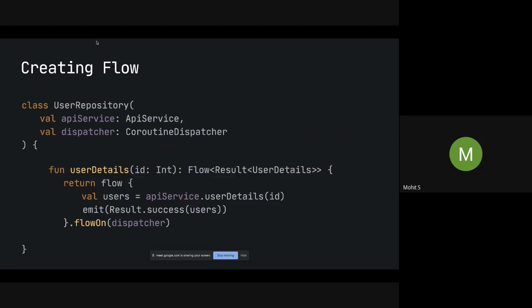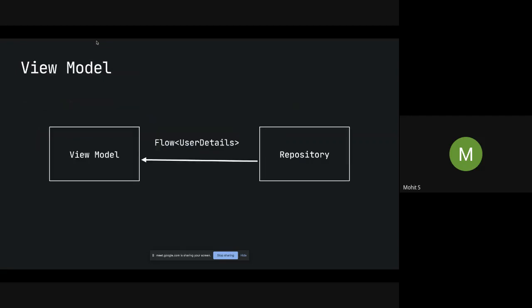So this is what our repository in the end looks like. It's very simple, and we'll add more specification to this and make it a bit more complicated. I'll show you that later. So now we have a repo which gives us a flow of some data, and how do we consume it and display it to the UI? For that we use view models.